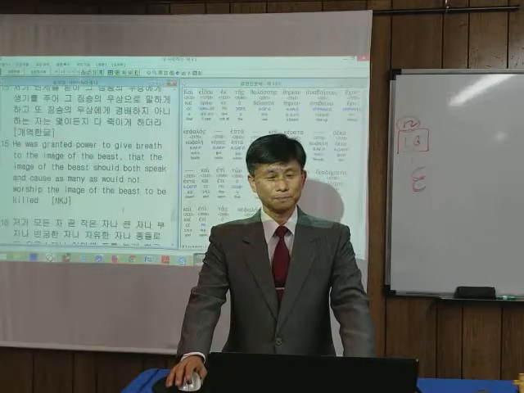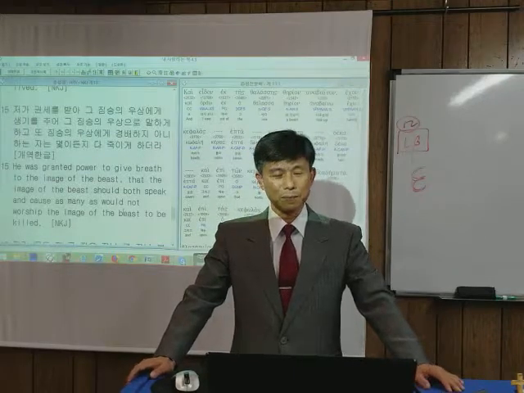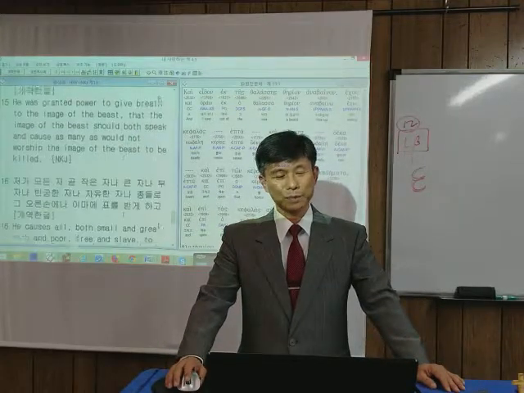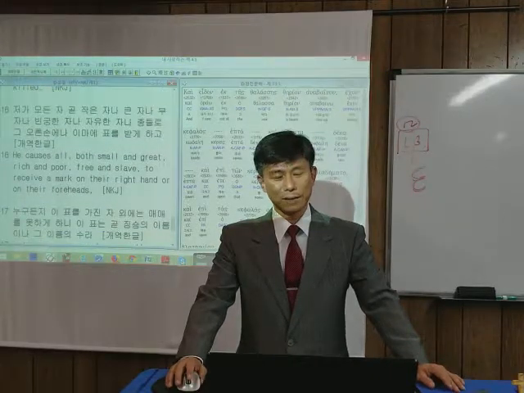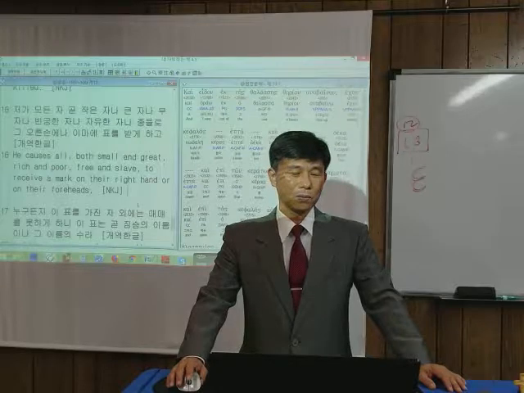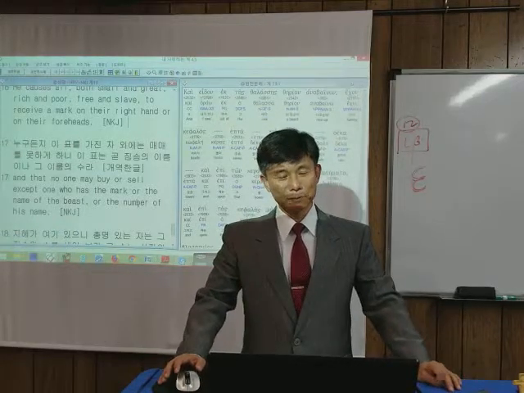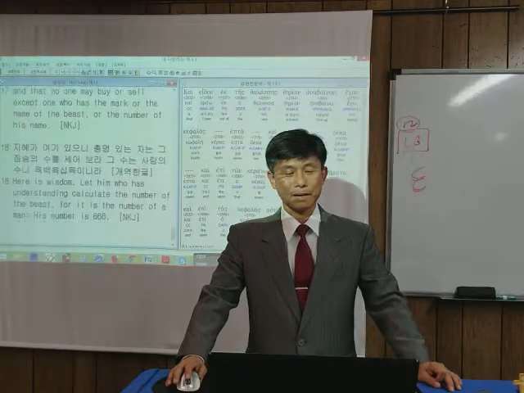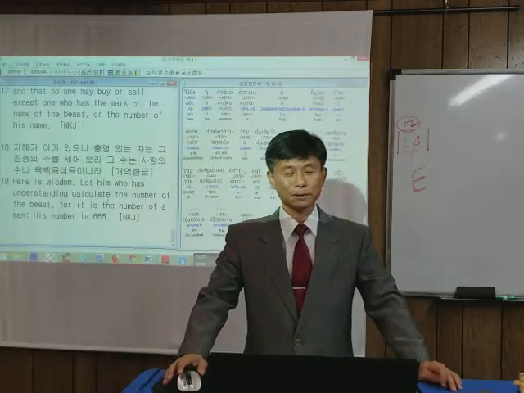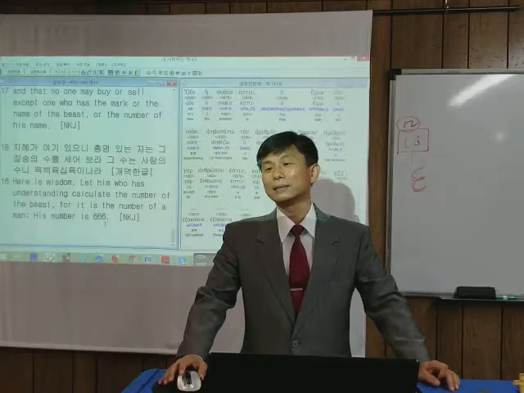And then we keep coming down. And verse 15, "He was granted the power to give breath to the image of the beast, that the image of the beast should both speak and cause as many as would not worship the image of the beast to be killed. He causes all, both small and great, rich and poor, free and slave, to receive a mark on their right hand or on their foreheads, and that no one may buy or sell except one who has the mark, or the name of the beast, or the number of his name." And then verse 18, it shows the 666, right? "Here is wisdom. Let him who has understanding calculate the number of the beast, for it is the number of a man. His number is 666."